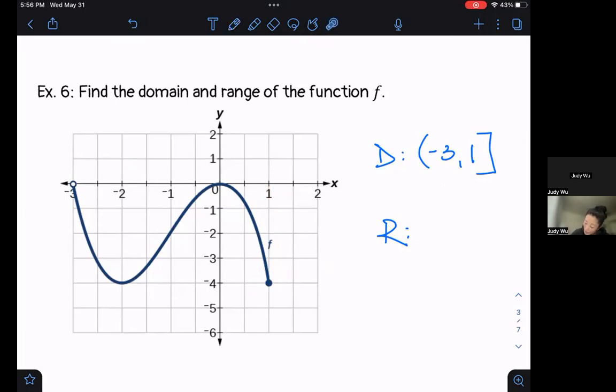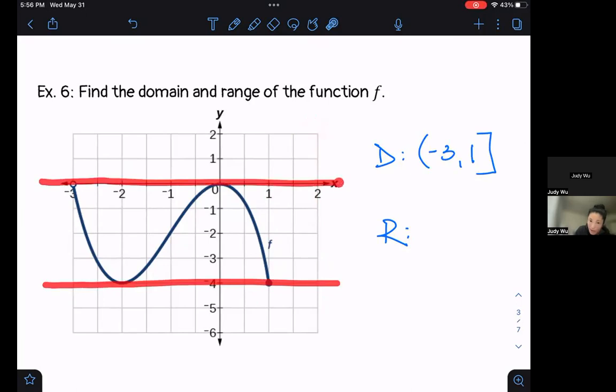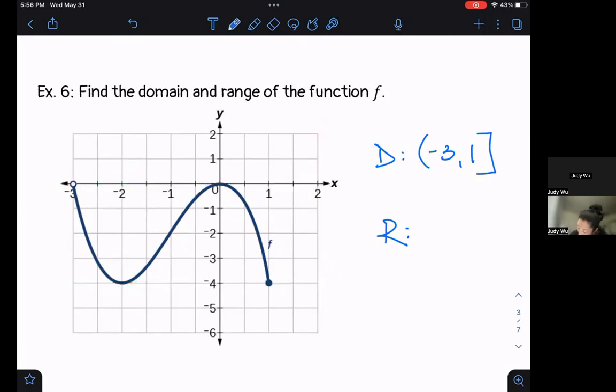Now for the range, same thing. I'm going to start from the bottom and I'm going to scan my way up. And what y values do I see? And it looks like I've got -4 all the way up to 0. So everything is sandwiched in between there. So I'm going to go from -4 to 0, and I'm including both -4 and 0. Okay.